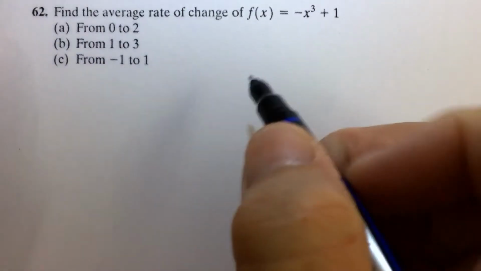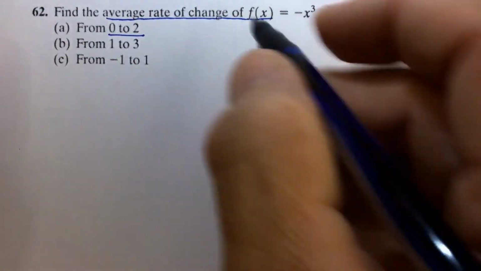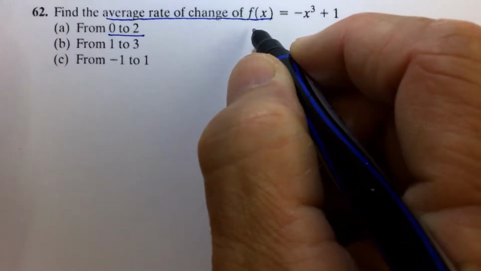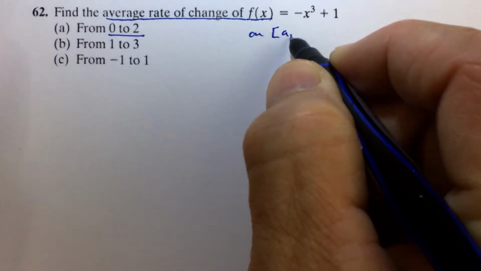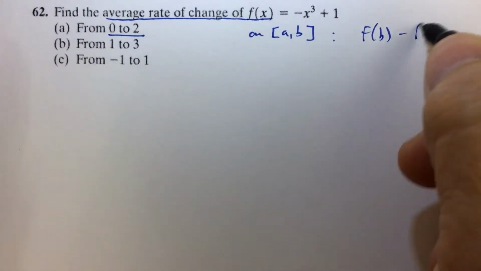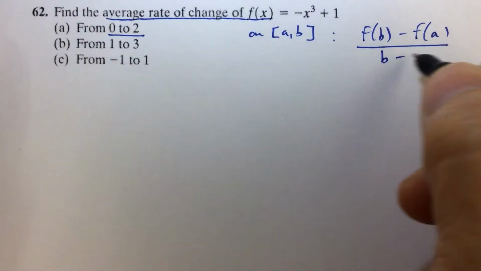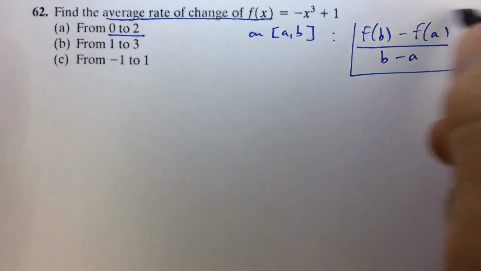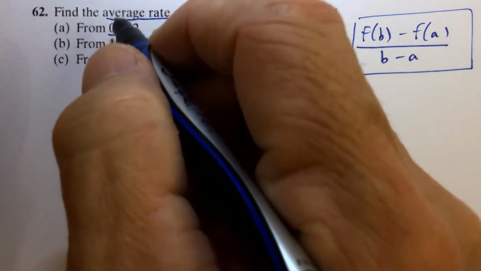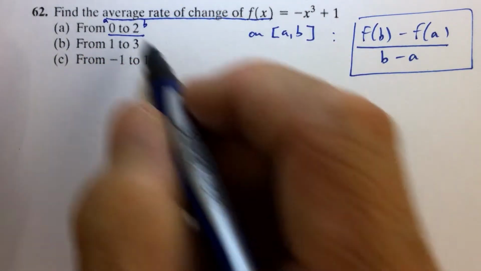For number 62, finding the average rate of change of a function on an interval. So let's make sure we remember what that means. The average rate of change of f of x on the interval from a to b would be f of b minus f of a over b minus a. It's the difference in the y coordinates over the difference in the x coordinates. So that's our formula, and we really just have to understand that the first number in the interval is our a, and the second number in the interval is our b.